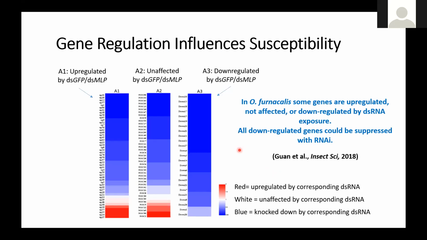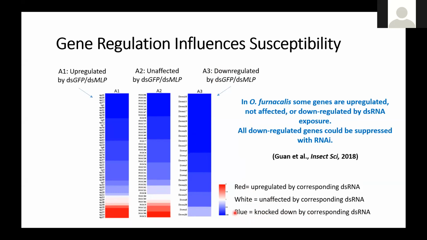So another important component is the gene regulation that can also influence the susceptibility of different genes to RNAi. So again, in the Asian corn borer, researchers observed that genes could be put into 3 categories after double-stranded RNA exposure. So genes were either upregulated, unaffected, or downregulated by non-specific double-stranded RNA exposure. However, when these genes were individually targeted with their corresponding double-stranded RNAs, there was actually a subset of the upregulated and unaffected genes that could not be suppressed by their corresponding double-stranded RNAs, as shown in red and white. However, all of the downregulated genes, those could be knocked down by their corresponding double-stranded RNAs.